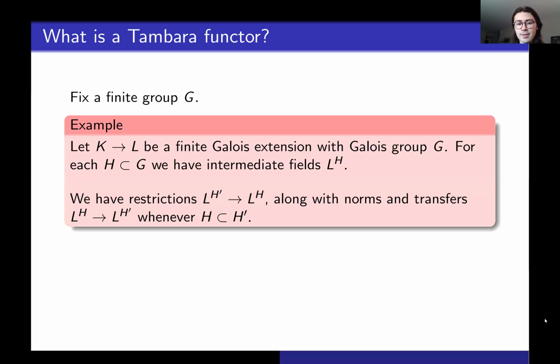We additionally have norms and transfer maps. These are a little bit funkier. Roughly speaking, the norm from L to K, for example, is given by the product over the Galois conjugates. And the transfer from L to K is given by the sum of the Galois conjugates. So these are no longer inclusions of fields, of course. They're not ring maps. Norms are just multiplicative monoid homomorphisms, and transfers are just additive group homomorphisms.